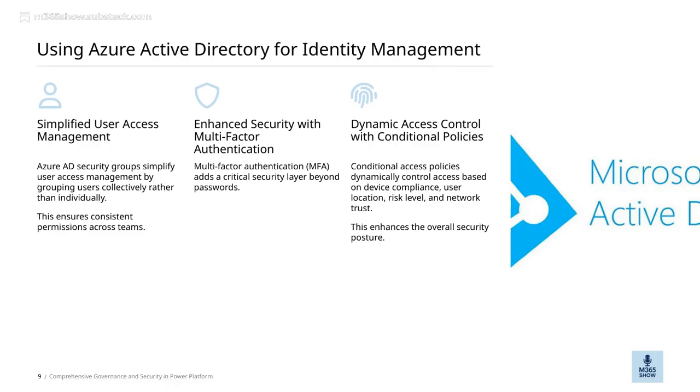Next, we have multi-factor authentication, or MFA. This adds an extra layer of security beyond just passwords by requiring users to verify their identity through a second method, like a phone notification or a fingerprint. It's a simple yet powerful way to prevent unauthorized access.